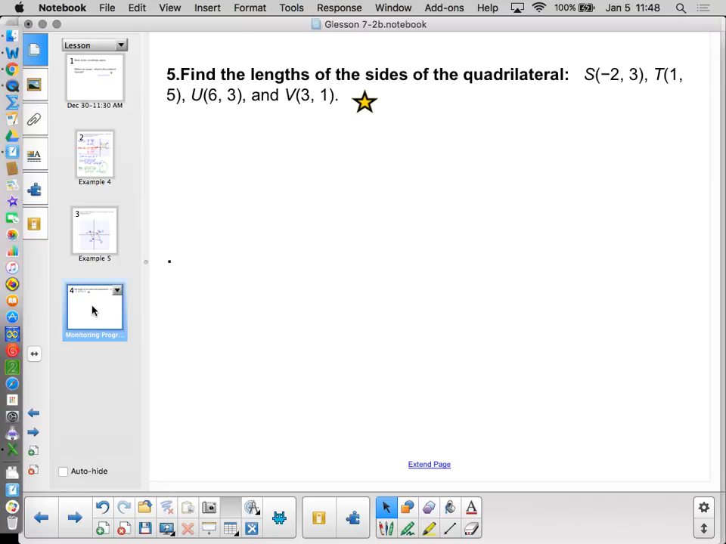So for today, our final question is find the lengths of the sides of the quadrilateral STUV. Now, you're going to have 4 sides here you're going to have to find the lengths of. And that's what we're going to be doing for our final question today, is you're actually going to be running those calculations. I want you to find the lengths of those sides.